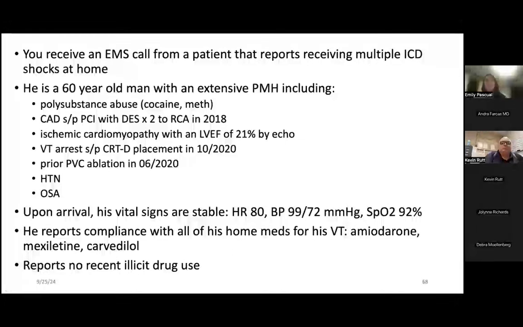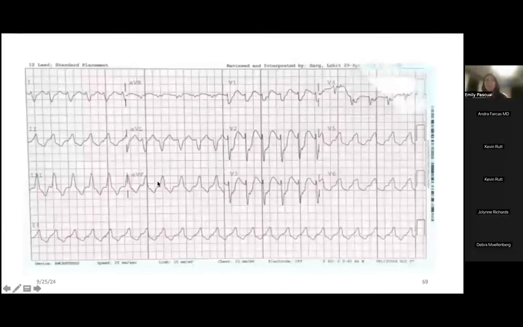He's on amiodarone and mexiletine and carvedilol. He said he hasn't used drugs recently. He starts to feel crummy again, and so you get another EKG, and this is what his EKG shows. What do you think of this rhythm?